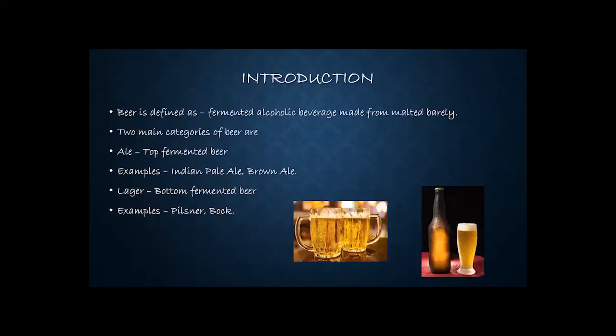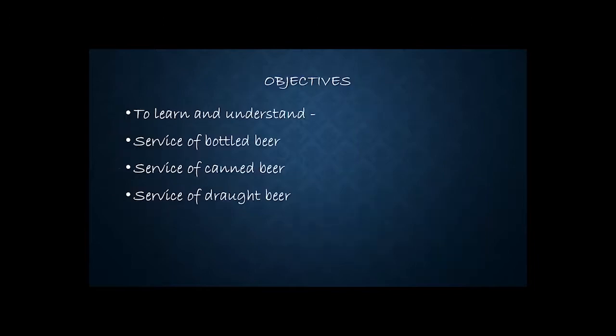What is beer? Beer can be defined as a brewed and fermented alcoholic beverage which is made from malted barley. There are two main categories of beer, that is ale and lager. Ale is a top fermented beer and lager is a bottom fermented beer. Examples of top fermented beer are Indian Pale Ale and Brown Ale. We have popular examples of lager such as Pilsner and Bock.